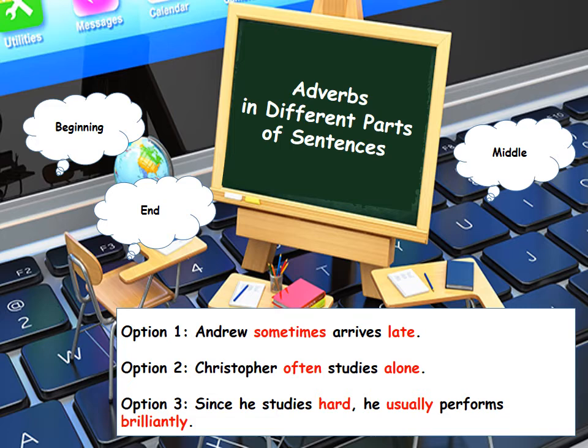Alright, adverbs can be found in different parts of sentences. They can be found sometimes in the beginning, sometimes in the middle, and sometimes in the end too. Take a look. Option 1. Andrew sometimes arrives late. So, we have sometimes and we have late. We have the middle and we have the end.